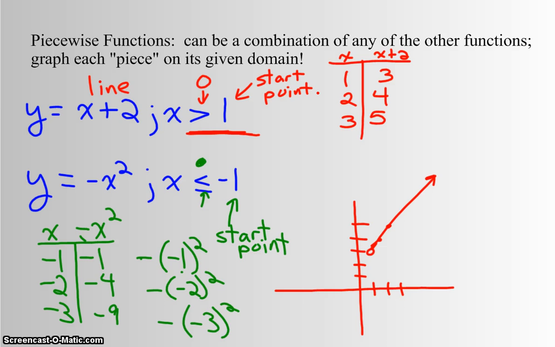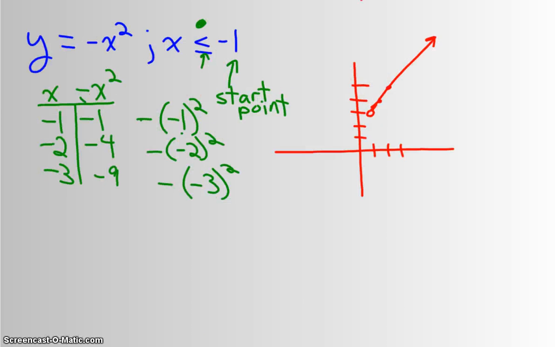So this is what my graph is going to look like. I'm going to start at negative 1, negative 1, negative 2, negative 4, and negative 3, negative 9. So I have negative 1, negative 1, solid dot. Negative 2, negative 4, solid dot. Negative 3, negative 9, solid dot. I know that a parabola is a U-shape, so this is a part of the U-shape. It's a little bit curvy. It's not a straight line. And those are the two pieces of my graph.